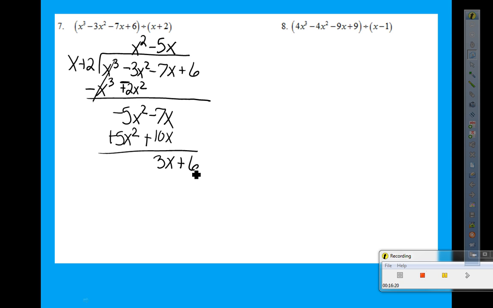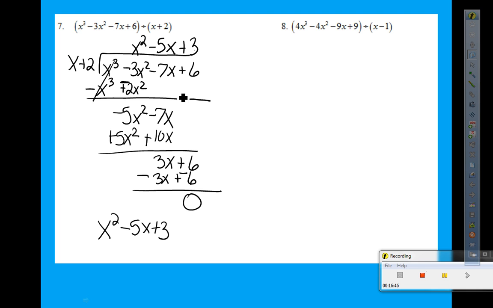Now to bring it home, x times something is 3x. That something is a 3. Now I got to go, 3 times x is 3x. 3 times 2 is positive 6. I'm going to change those signs, add them up, and get a 0. So my answer is x squared minus 5x plus 3.